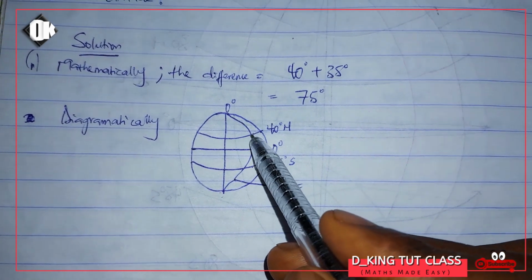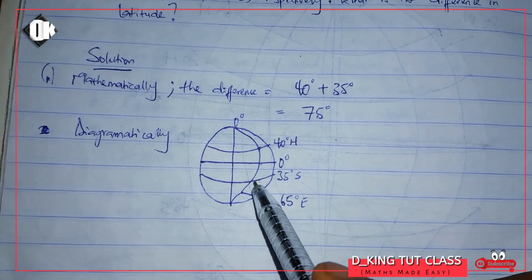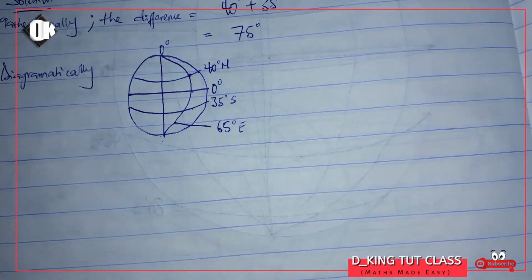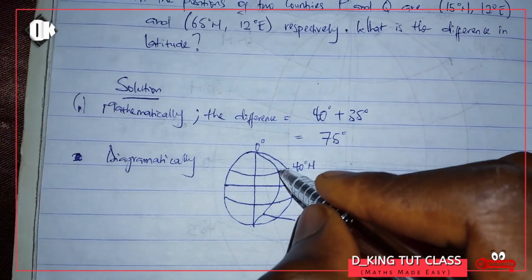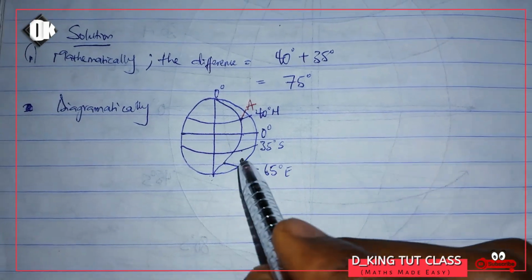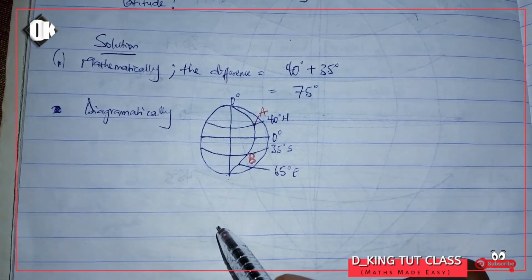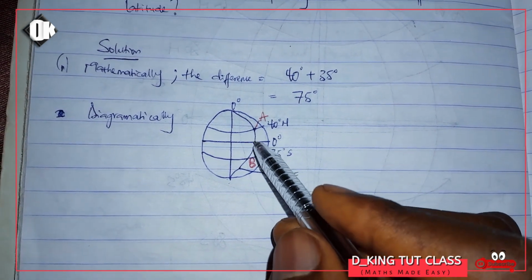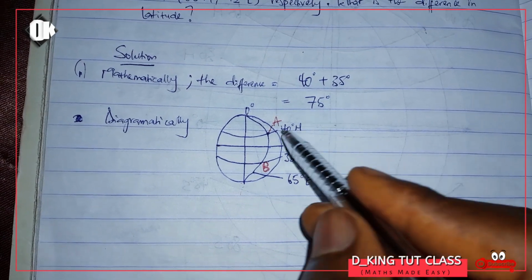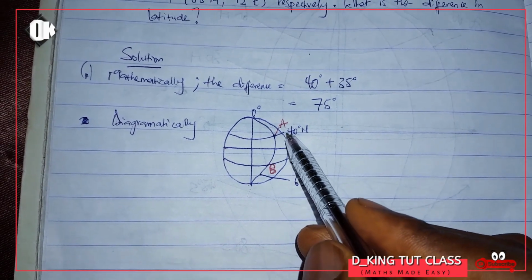Where the latitude and longitude meet becomes your first point. I have 40° north and 65° east. This is my point A. For the second one, this is 35° south, 65° east. Where they meet again is my point B. Now, what will I do with these points? You will trace the points to the center, that's the point where my Greenwich meridian and my equator meet. Don't get it confused, be very careful. This is my 40° north. This is my 35° south.